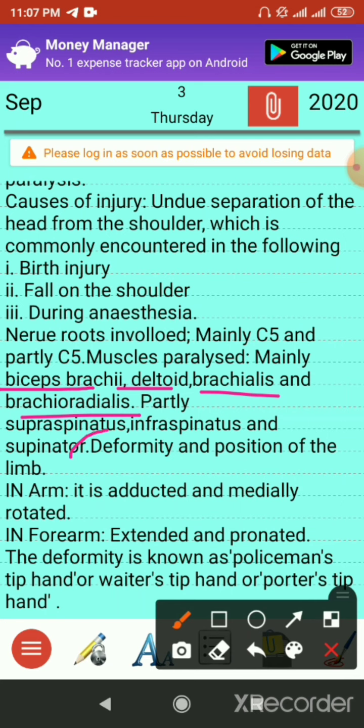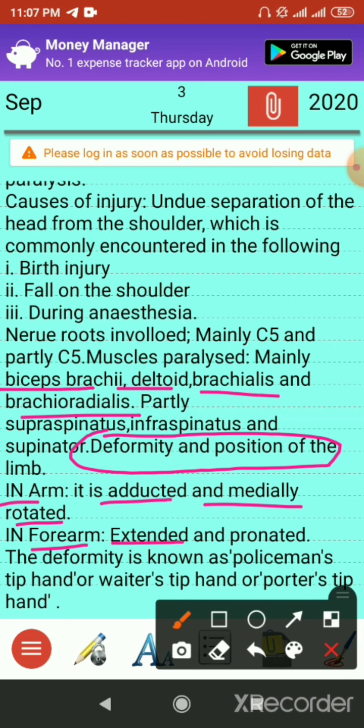What are the deformities we can see? The arm is adducted and medially rotated, and the forearm is extended and pronated. This deformity is simply called policeman's tip hand, or waiter's tip hand, or porter's tip hand. So this is all about Erb's paralysis.